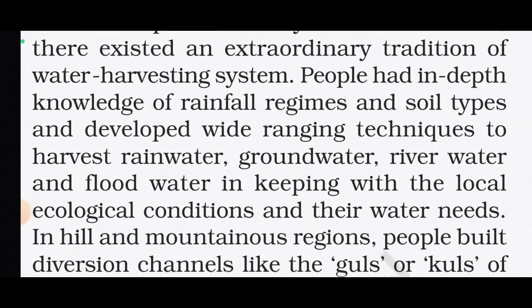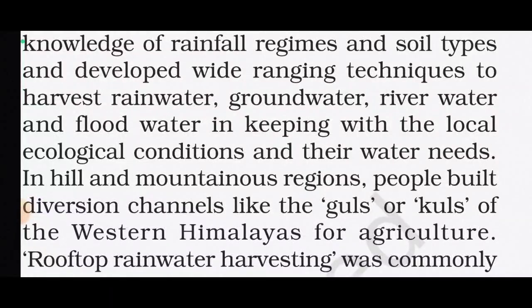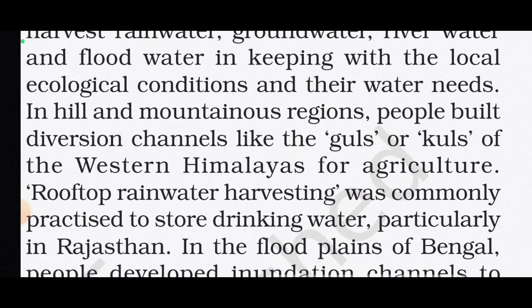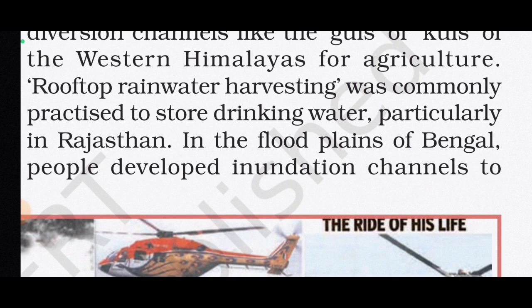People had in-depth knowledge of rainfall regimes and soil types and developed wide-ranging techniques to harvest rainwater, groundwater, river water and flood water in keeping with the local ecological conditions and their water needs. In hill and mountainous regions, people built diversion channels like the Gals or Khals of the western Himalayas for agriculture. Rooftop rainwater harvesting was commonly practiced to store drinking water, particularly in Rajasthan.